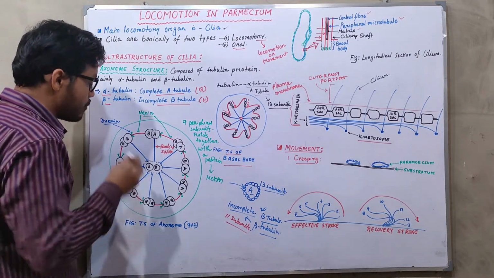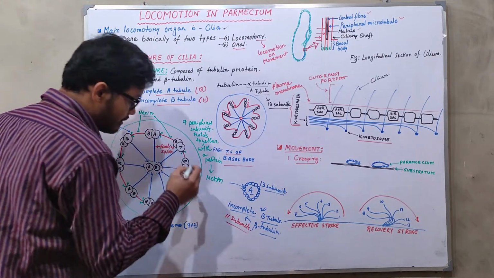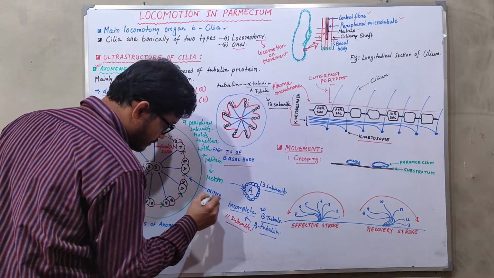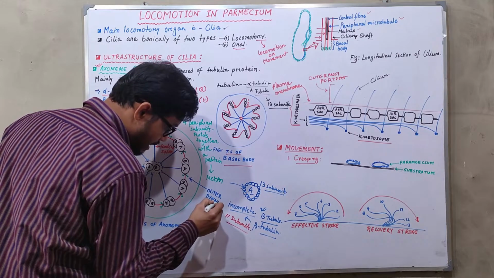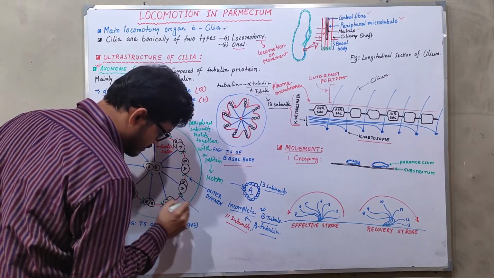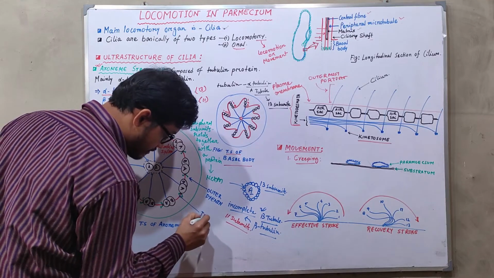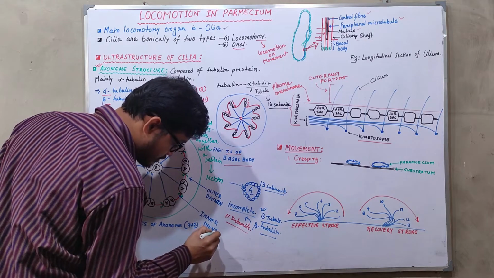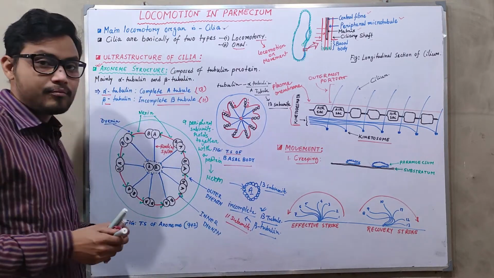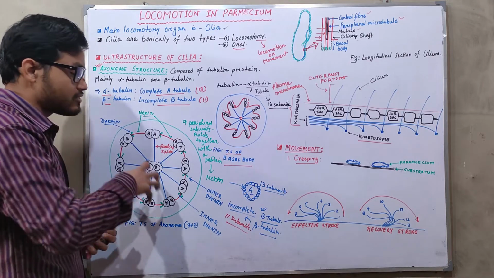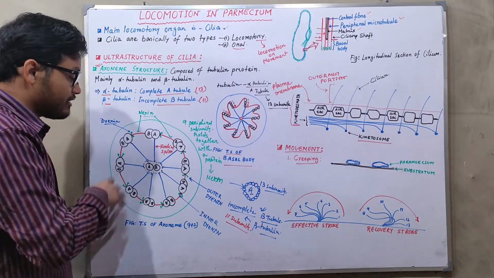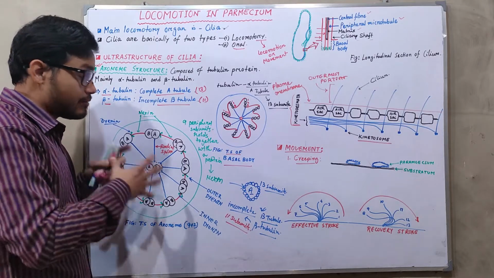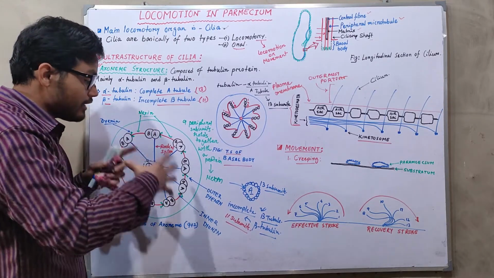two types. There is outer dynein, the dynein present outside is known as outer dynein. Okay, and the dynein present inside is known as inner dynein. So outer dynein and inner dynein make a complex that holds the axoneme structure still, and it restricts the movement of this particular axoneme structure.